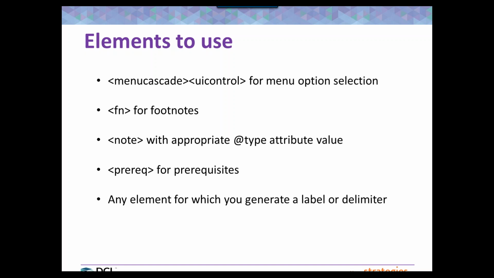Menu cascade is the element that you use for when someone goes and selects an element, and then the drop-down element, the item, and then the next menu item. So file, new, topic would be 3 different UI controls nested within a menu cascade. The menu cascade then is the key for the processing to say, hey, I need you to generate the delimiter that is our standard in the source language between the UI controls.